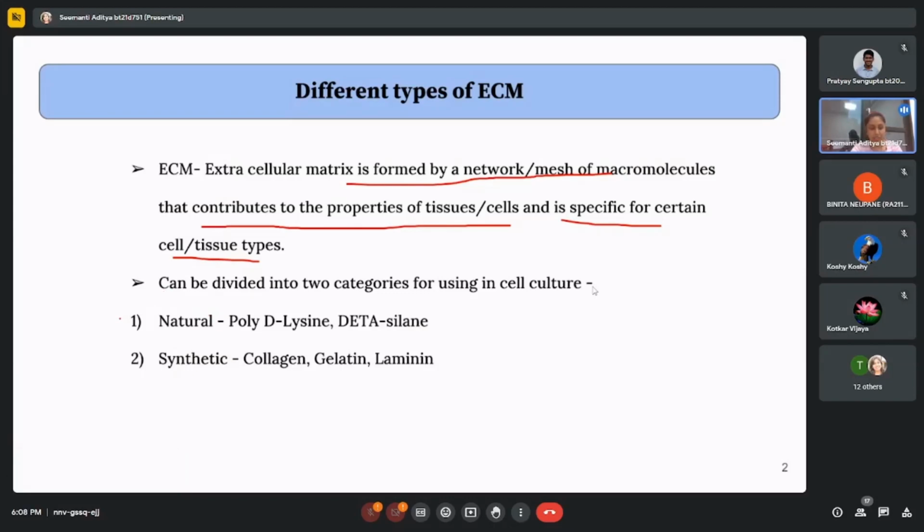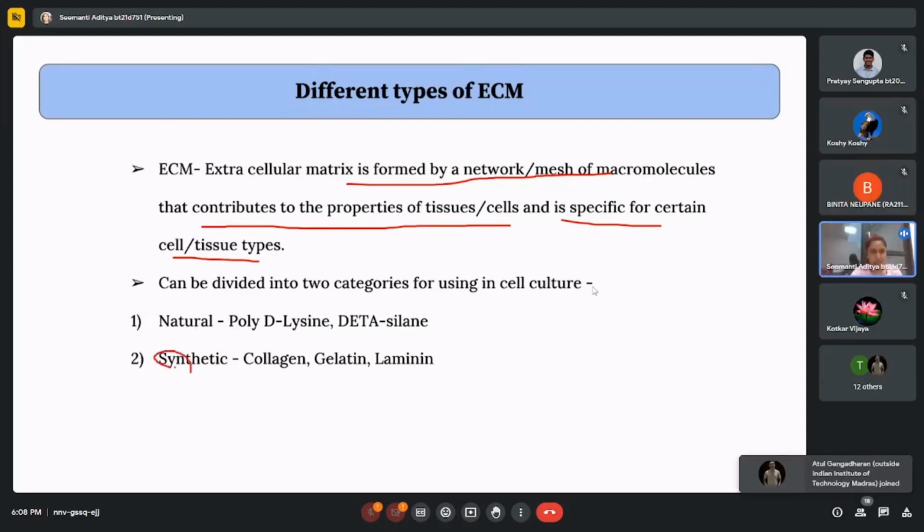One kind is naturally occurring, and the other kind is synthetic. Sorry, I have just made it opposite. The bottom one is actually natural. This is not synthetic, this is natural actually, and this is natural, and this one is synthetic.